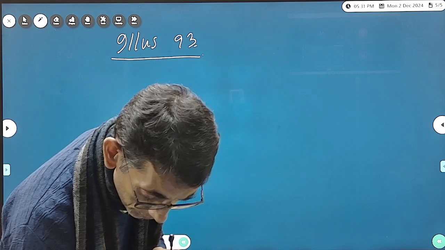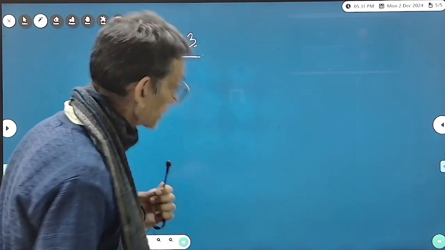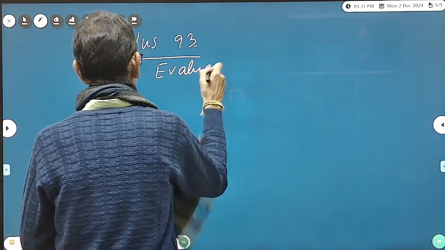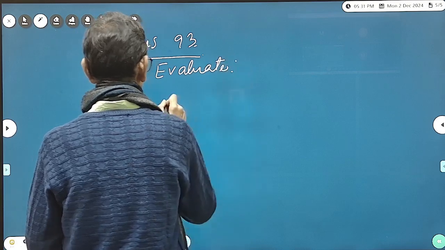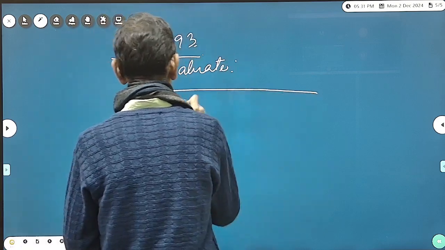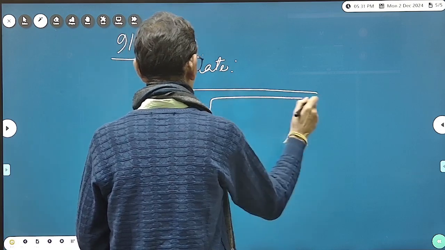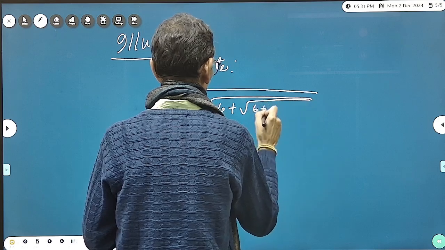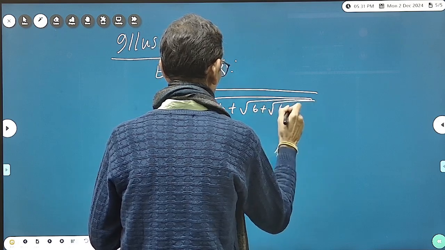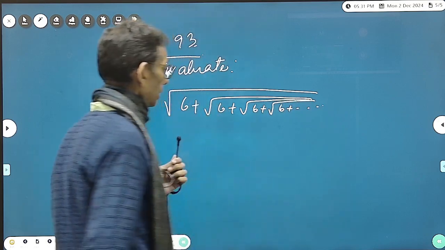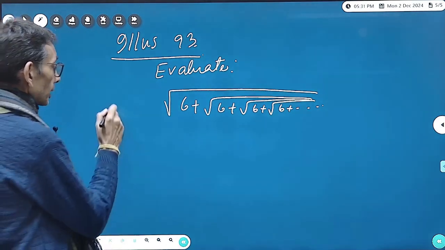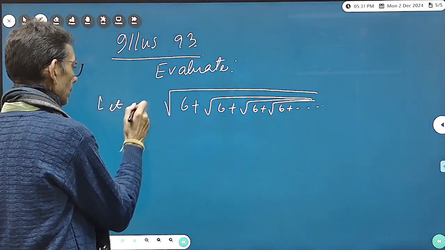The question says evaluate root 6 plus root 6 plus root 6 plus root 6 plus dot dot. We have to find this value. So just assume that x is equal to this.